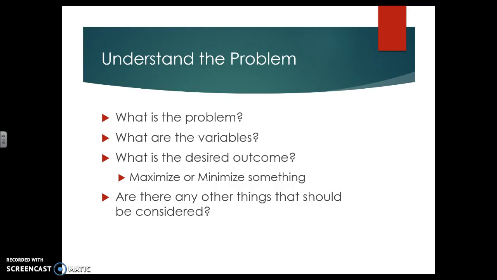So the first thing is trying to understand the problem. What is their goal? What are they trying to do? What is the scene that we are setting? What are the variables involved? There's going to be a lot of different variables and understanding which is which. What are they trying to do? So are they trying to maximize? Are they trying to minimize? And then what else do we need to consider? So what are other constraints and things that are happening that need to be considered?